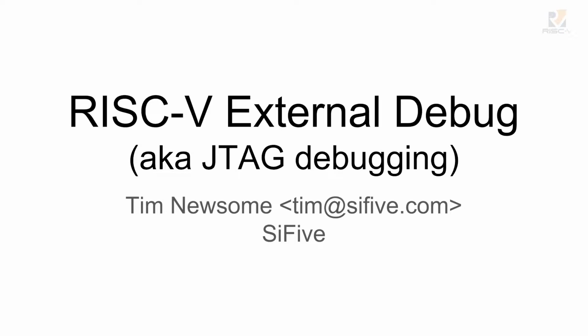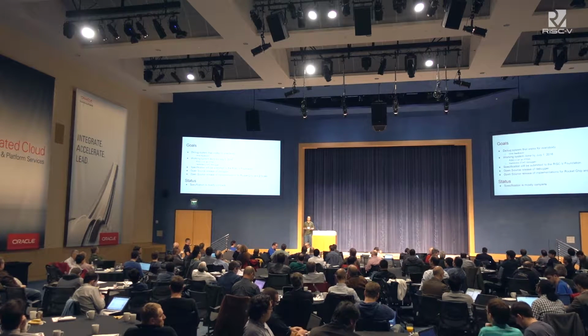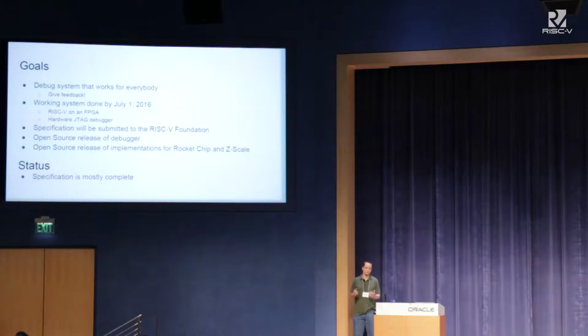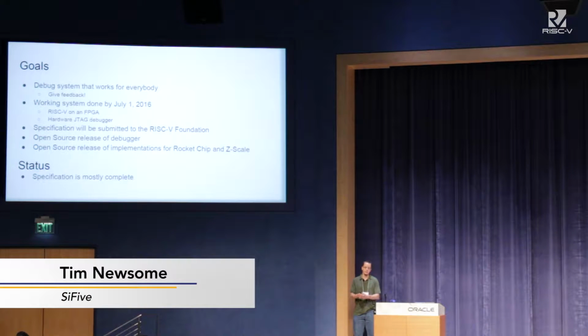I'm going to talk about RISC-V external debug, which is what most people just think of as JTAG debugging. The goals for this project are basically to build a debug system that works for everybody, not just for SiFive, which means that if you notice that we missed something, let us know. My email address is in the slides.